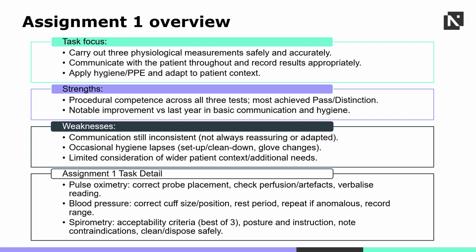So let's explore the assignment in a little bit more detail for the last series. For pulse oximetry, we're looking for correct probe placement, awareness of artifacts and perfusion, and a clear verbalized reading. For blood pressure, the key is cuff size, position, arrest period, repeat if anomalous, and a recorded range. For spirometry, apply acceptability criteria, best of 3, correct posture, and instruction. Note any indications and dispose or clean safely.